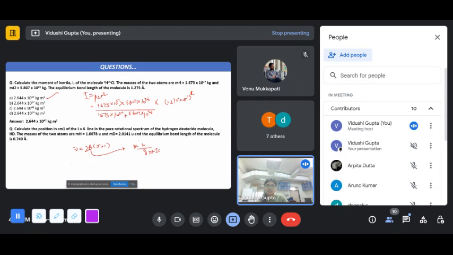And for this equation you should know the value of I. I is mu r square. Just first solve the value of mu, as these two masses are given. Then by the equilibrium bond length, you'll get the value of I, and then substitute this value of I in this equation, as you know h and c. Then when you get the value of B, substitute the value of B in this equation, and finally you can determine the position. So I'm just giving you 2 minutes time. Just solve it.